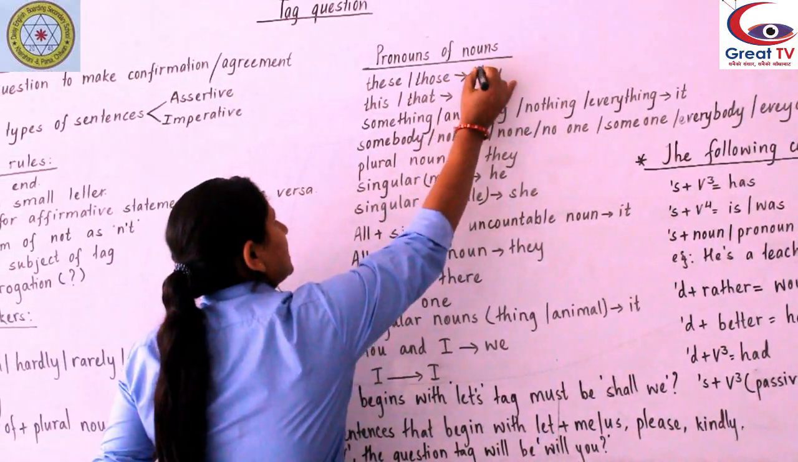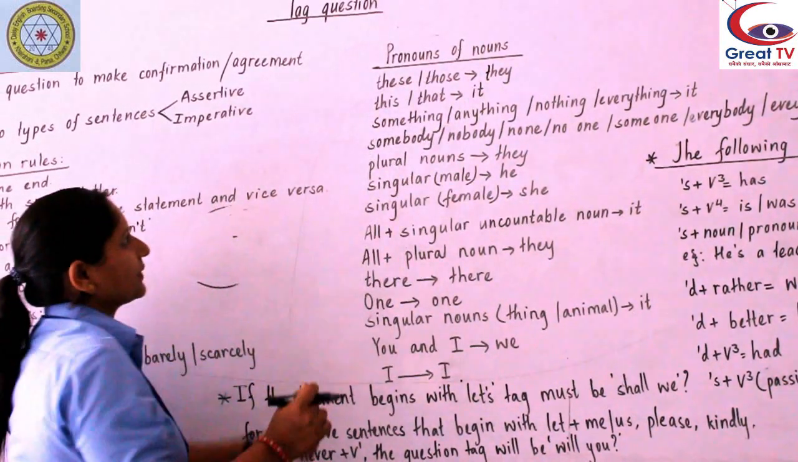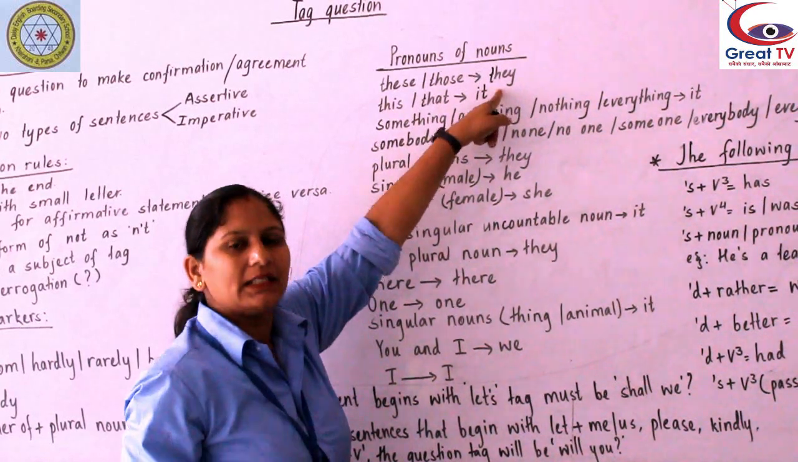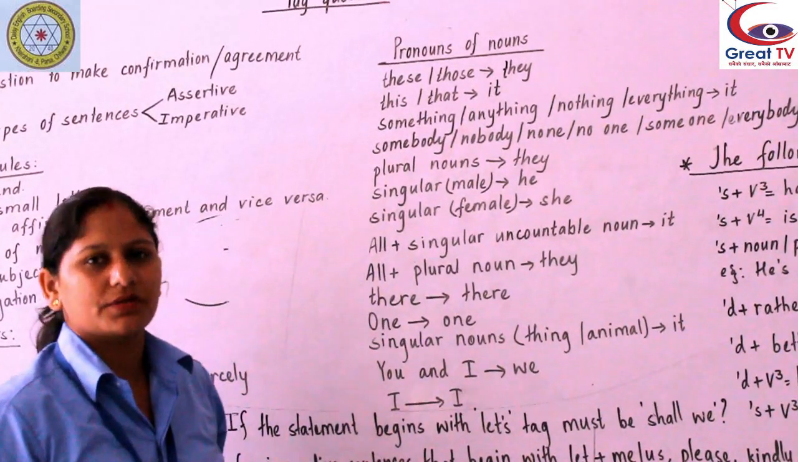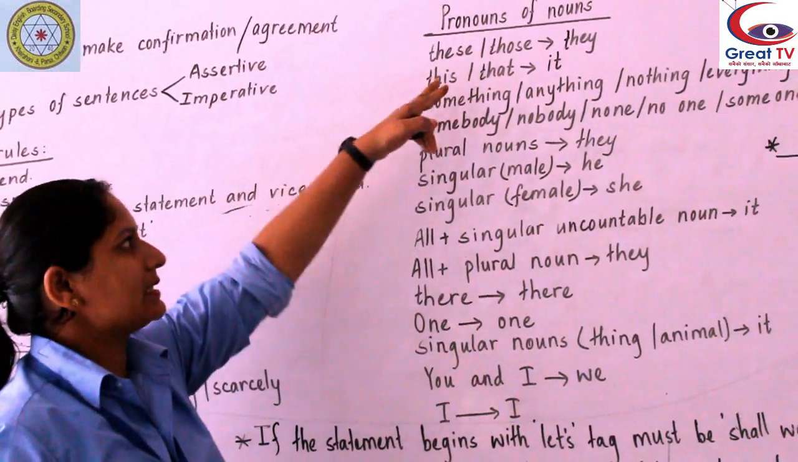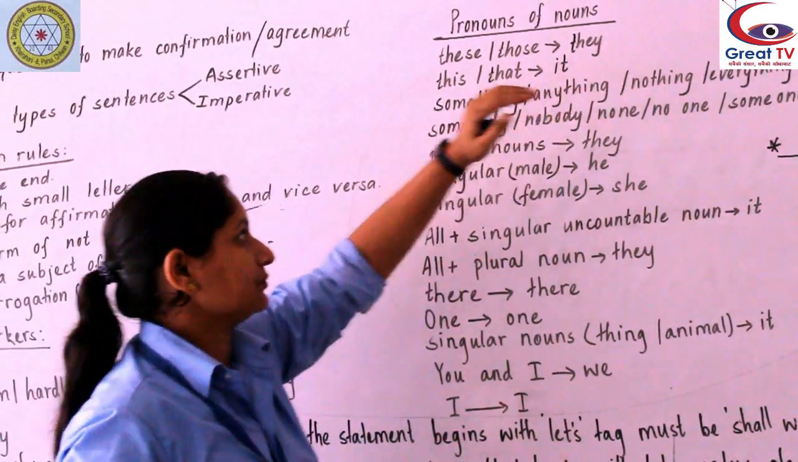These and those change into they. These are my books, aren't they? In this way, it changes into they.